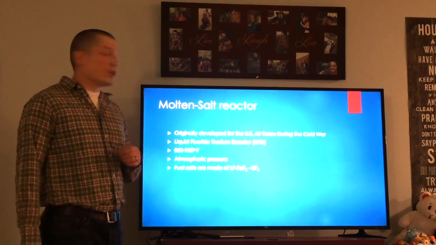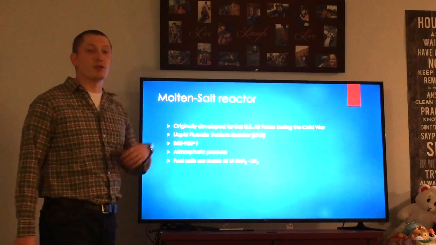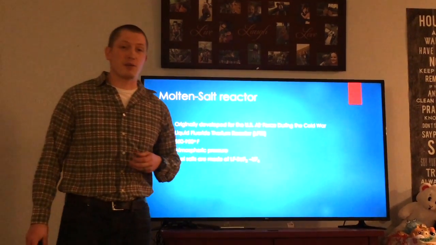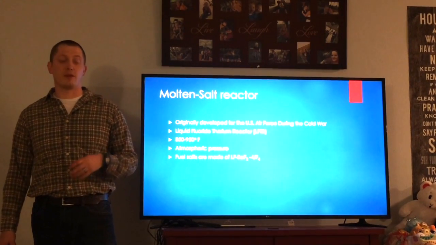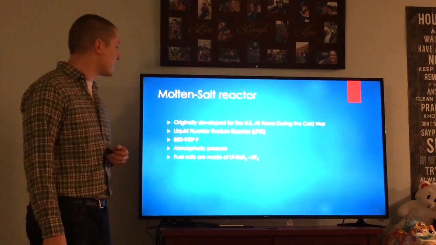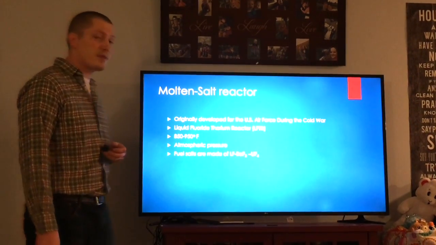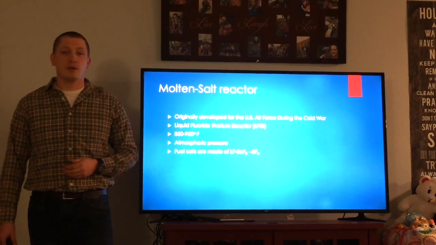The plant that we're going to look at is called the Liquid Fluoride Thorium Reactor, or LIFTR. This is a theoretical plant that could be in development in the next few years. These plants operate at 850 to 950 degrees Fahrenheit at atmospheric pressure.